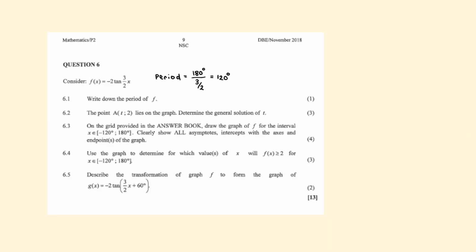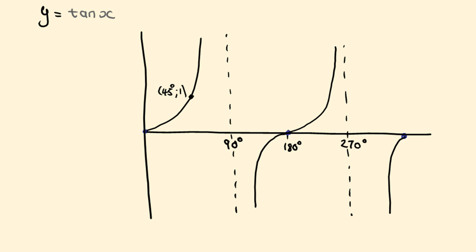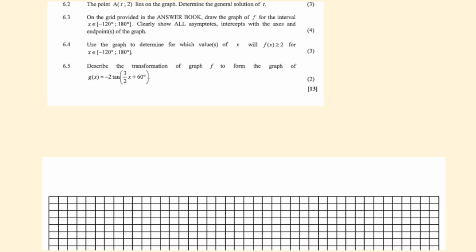Okay. Question 6.3 says we need to plot this graph in the interval of minus 120 and 180. Remember, in order to plot the graph, you need to remember what y is equal to tan x looks like, and it is shown on screen. Just the missing points are 135 degrees, minus 1, 225 degrees, 1, and 360 degrees. Okay, so we're going to use all of these points. These points I call key points in order to plot our function.